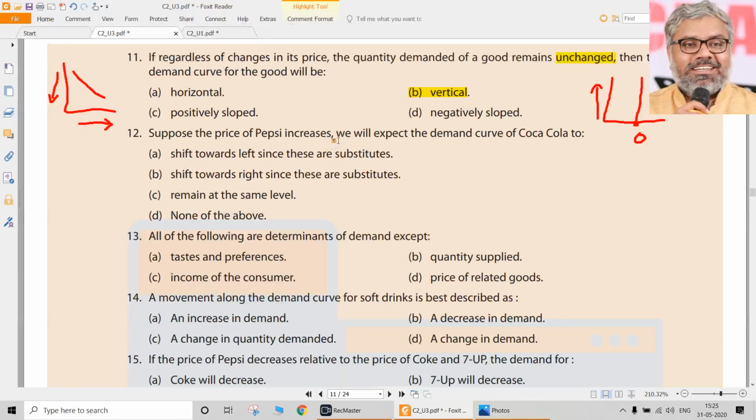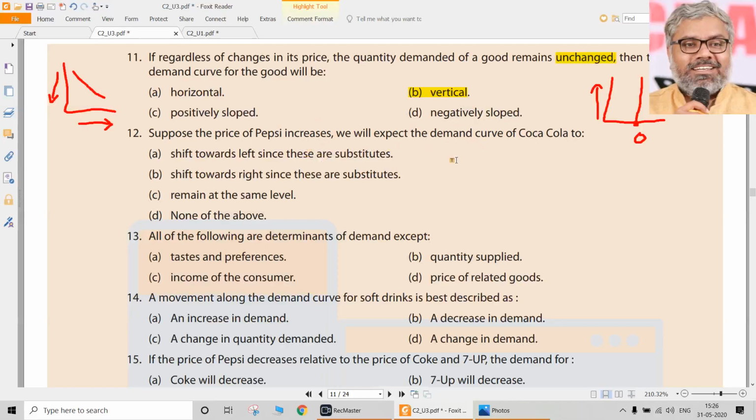Then question number 12. Suppose the price of Pepsi increases. We will expect the demand curve of Coca-Cola, what happens to that? So this is a common sense question. Of course, first we should know Pepsi and Coca-Cola could be substitutes. That is first point. So when the price of Pepsi increases, naturally what happens? Demand for Pepsi decreases. When demand for Pepsi decreases, naturally what happens? The demand for Coke increases.